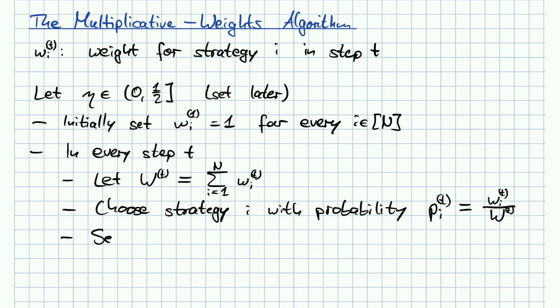And then we'll update the weights. Namely, we'll do a multiplicative weights update. This is where the name comes from. Namely, we take the weight we had so far and we multiply it with 1 minus eta to the power of l_i^t.